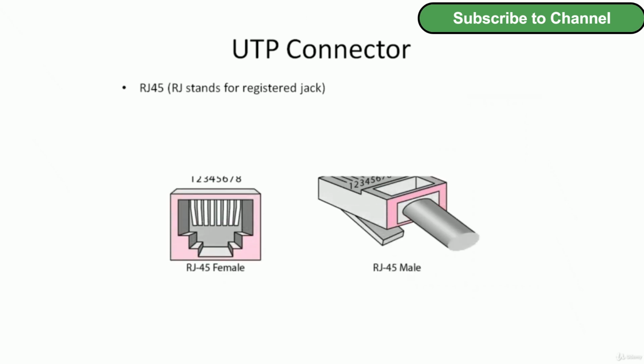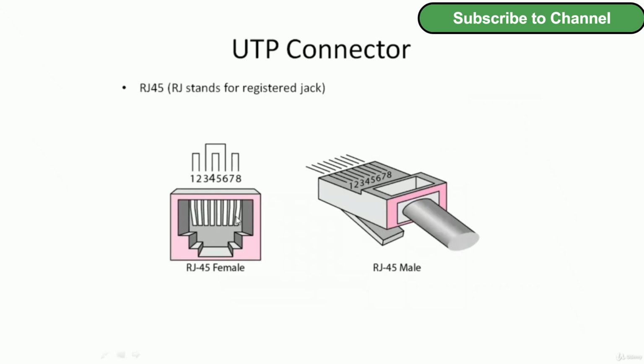Then UTP connectors, the different UTP connectors we have to study. This first one is the RJ45. RJ stands for registered jack, and you can see in this figure the RJ female connector, and this one is the RJ male connector.